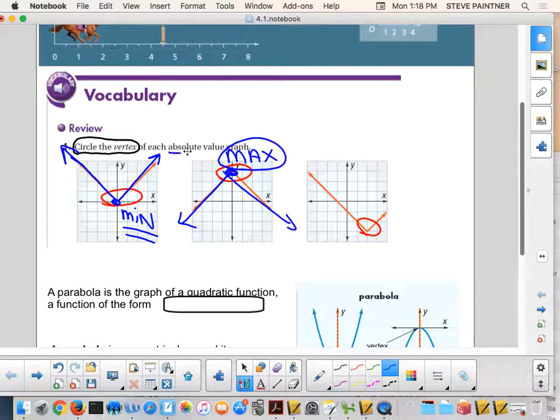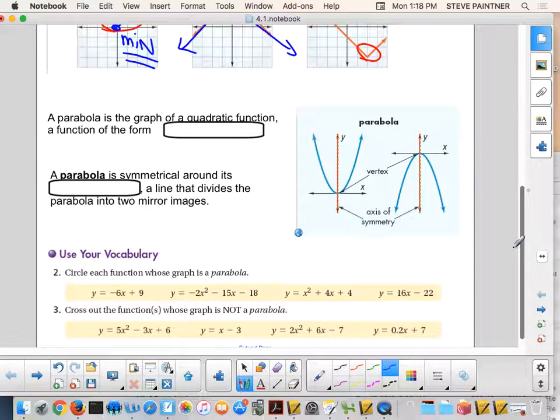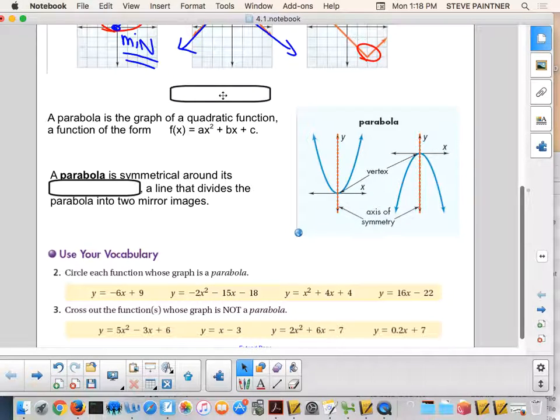Although, did you notice, for some reason they gave you what? I don't know why they did that, but they did. Okay. Next. A parabola is the graph of a quadratic function. A function of the form f of x equals ax squared plus bx plus c. Now, I got to tell you, what you're looking at right there, guys, that's tomorrow's lesson. We're not actually doing this today.